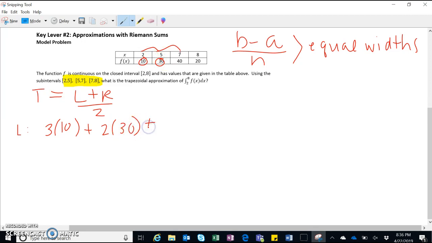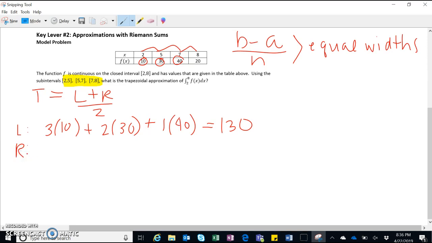And I'll do one more. The distance between the last two inputs is 1. And the output on the left side is 40. I do some quick math. That's 30 plus 60 plus 40. I think that's 130. And y'all can check me on a calculator.